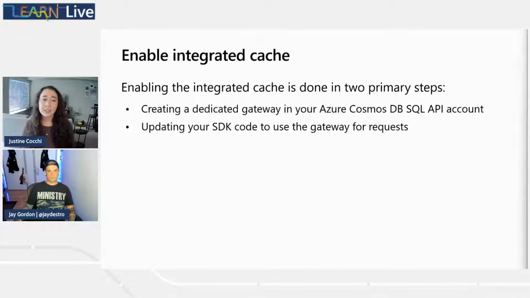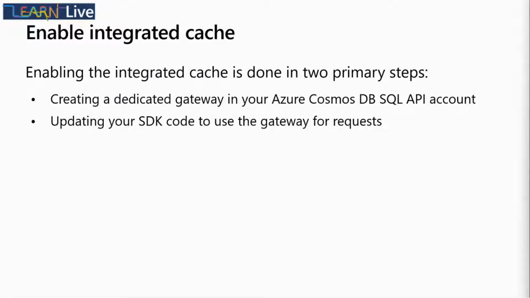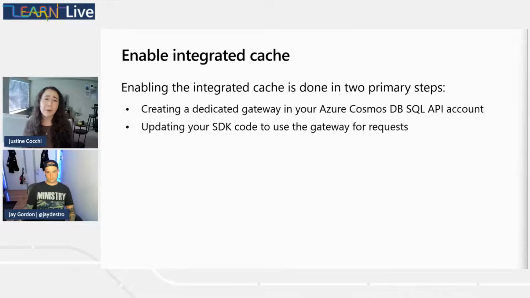And the next thing that you'll need to do is update your SDK code to use the gateway for requests. So you might be thinking to yourself, wait a minute, you spent a lot of time in the beginning telling me I don't need to change my code at all. Well, that is true, but there are a couple configurations that will need to be made in the SDK. If you're using direct mode, for instance, of course, we'll have to update that to gateway mode in order to take advantage of the gateway. The changes should be very minimal, and in some cases, might be changes that you already have in your application.